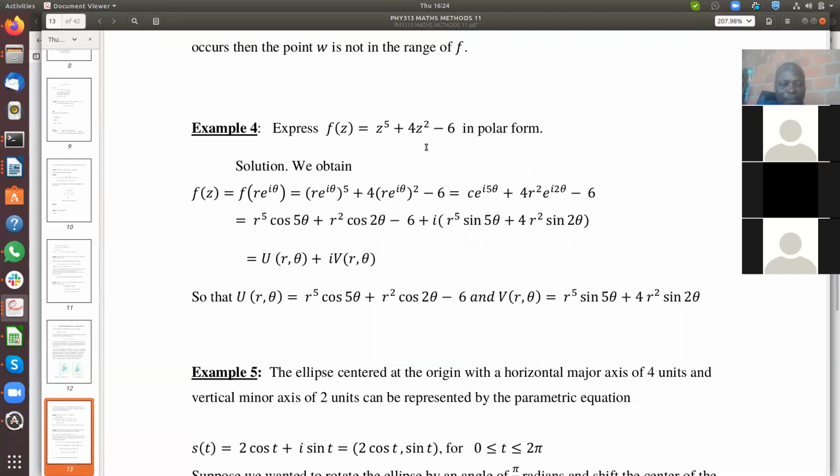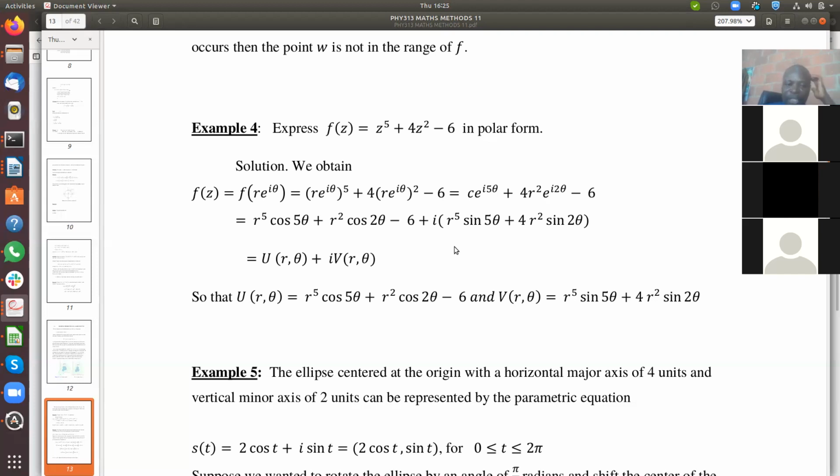Z is equal to r e to the power i theta. Good. So if you are trying to rewrite this expression in polar form, where you see z, you just put that value, r exponential i theta, then you expand. The result is going to be in polar form. So f of z, we put r exponential i theta: z to the power of 5, z to the power of 2, then we expand. By the time you do the expansion, you have something like this.